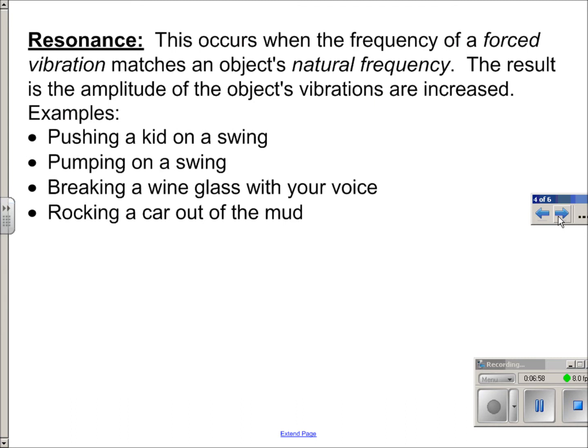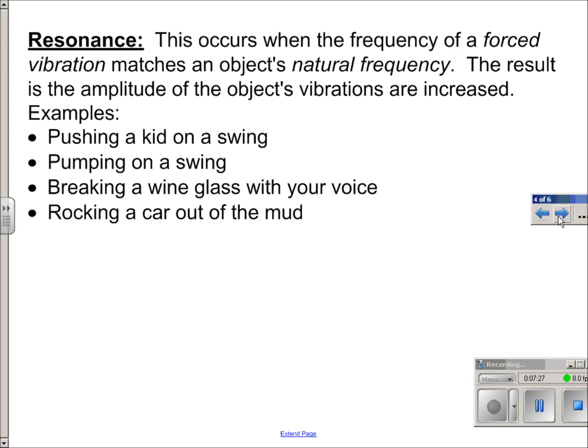All you're doing is you're replacing the person pushing the kid on the swing with sound waves pushing the wine glass. Okay? And then one last sort of weird example is rocking a car out of the mud. If you want to push your car out of the mud, you got to get it going forwards fast enough. And so what you do is you push it forwards, you wait for it to rock back a little bit, and then at that exact right moment, you push it forwards again. Okay? Very similar to pushing a kid on a swing. All right, so that's resonance.